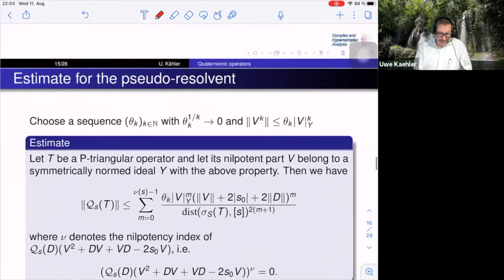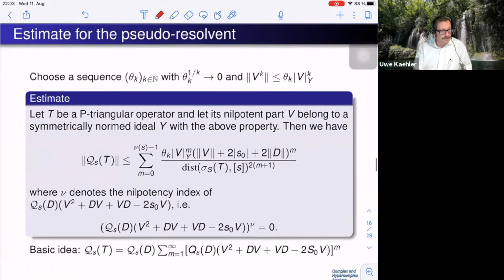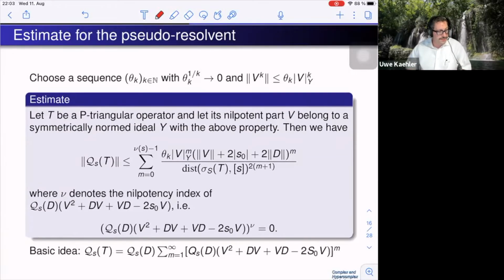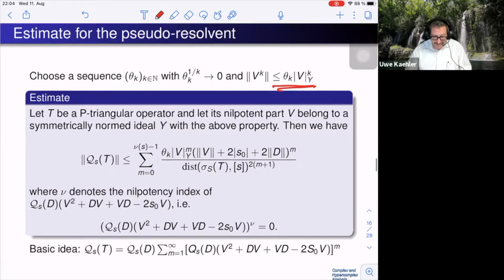Now, to get estimates for the pseudo-resolvent, and that's one of the things we want to do, we can now choose a sequence such that it goes fast enough to 0. That's basically necessary. And the norms of the powers are basically bounded by that, where y is in a normed ideal. So think of it as, for instance, a Schatten class or something like that. In the case of Schatten class, you will see you can even be a little bit more concrete. And now here comes a big difference to the classic case.